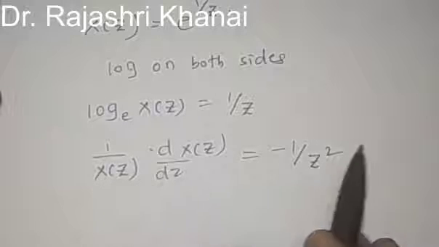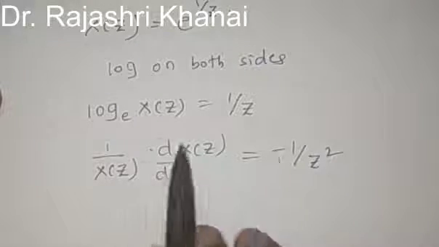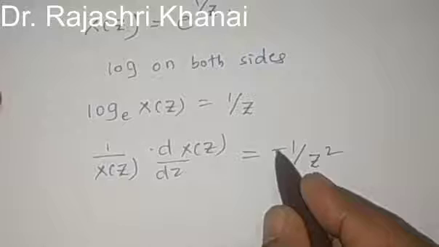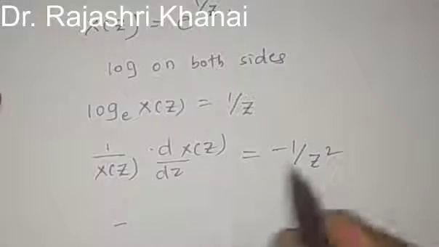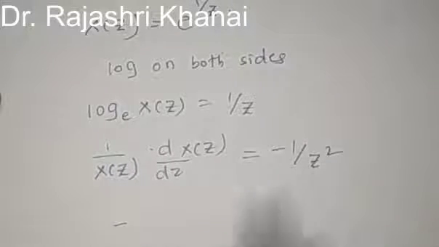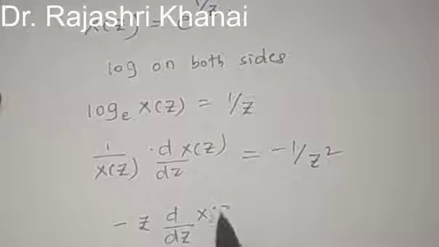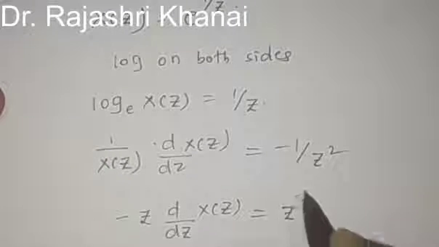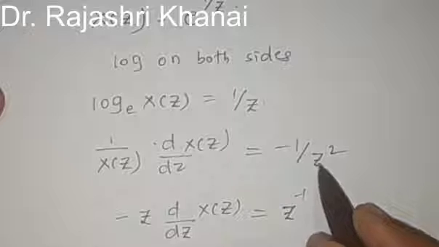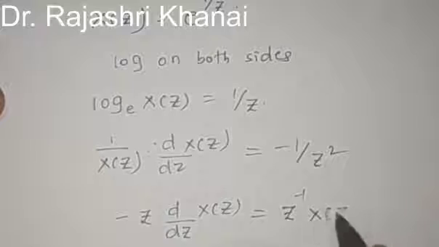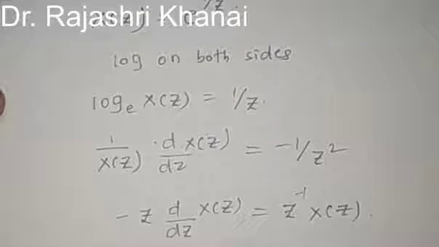Now this X(z) I can take on this side and this minus, so that I will try to write this in the form of the differentiation property. So this minus I will take on the left hand side, and multiply by z on this side. So minus z d by dz of X(z) is equal to, I can write z inverse, there is one z which is remaining here, that z into X(z) I will transfer to the right hand side.